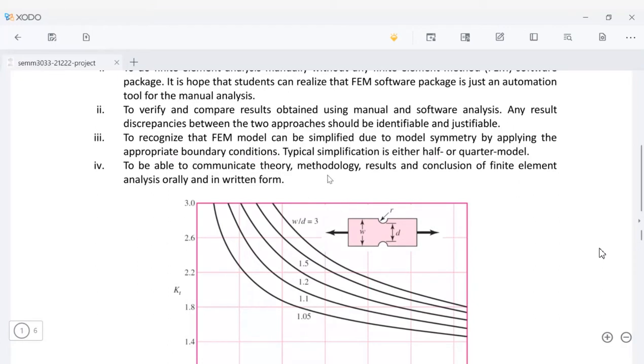theory, methodology, result, conclusion of finite element analysis orally and in written form, which means you have to present your result orally, a presentation, and of course in written form, which is a report. Okay, a report. So this is the whole idea of your project, and that is why I think 3 students. It's not 1 or 2 students, but 3 students. I think this is a lot of work.